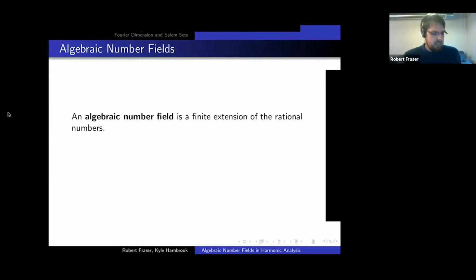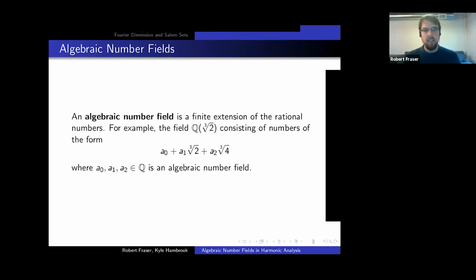So what is an algebraic number field? Well, an algebraic number field is just a finite extension of the rational numbers. So you take the rational numbers, you throw in an additional element, some algebraic number, like for example, you can look at the cube root of 2, and you look at the field that you get by adjoining that element to the rationals. So for example, this field consists of all of the numbers of the form a0 plus a1 cube root of 2 plus a2 cube root of 4, where a0, a1, and a2 are rational.